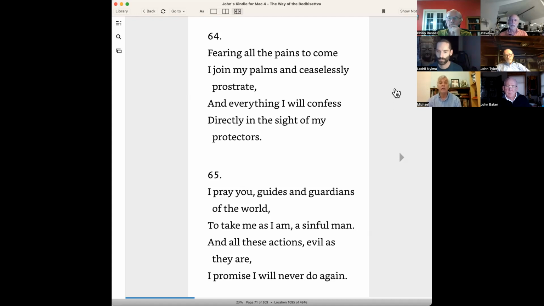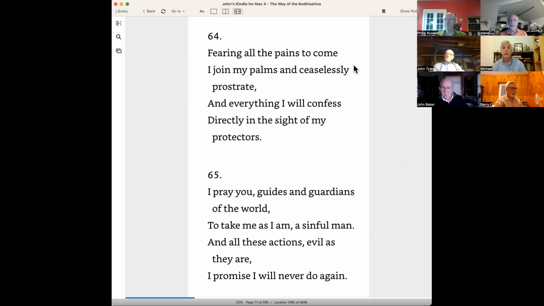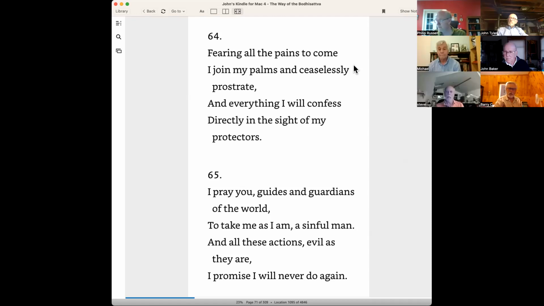Again, offering, prostrating, confessing are actual practices, and they're meant to help us begin to let go of all of the things that obscure our true nature, that cover it over, and so are important, powerful practices to help us let go and open up. And actually, we're a little over time, so I think we need to conclude at this point.